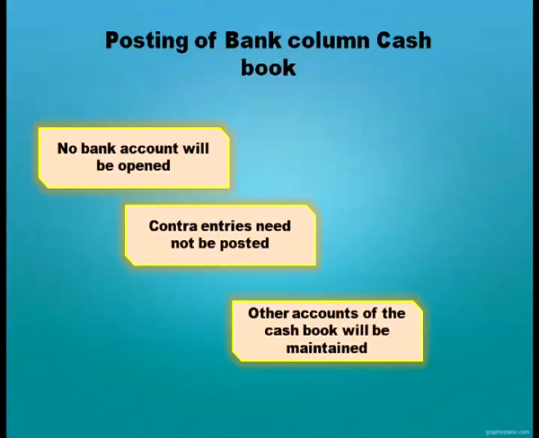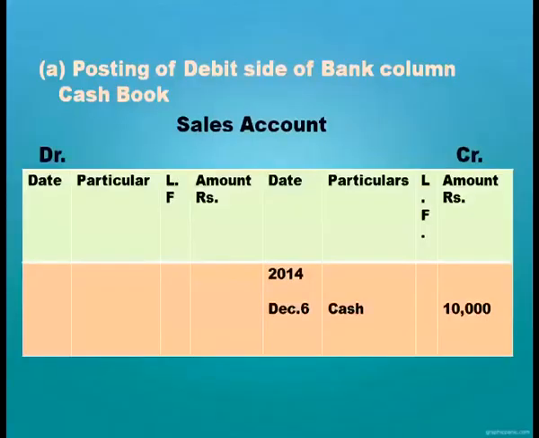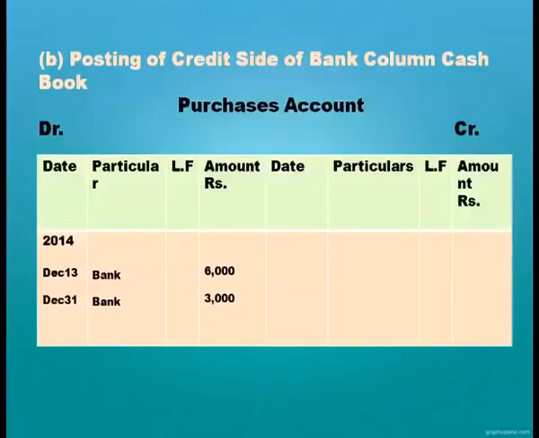Posting of the bank column, cash book. No bank account will be opened. Contra entries need not be posted. Other accounts of the cash book will be maintained. Posting of the debit side of the bank column, cash book: Sales account, you will write on the credit side by cash, date and amount in the respective columns. Posting on the credit side of the bank column, cash book: Purchases account on the debit side to bank on different dates and amount in the respective column.